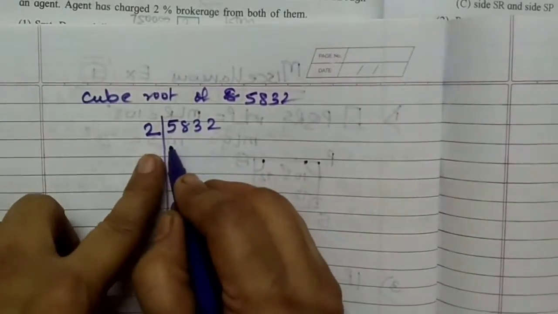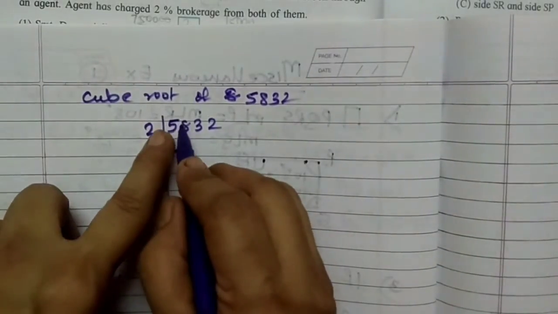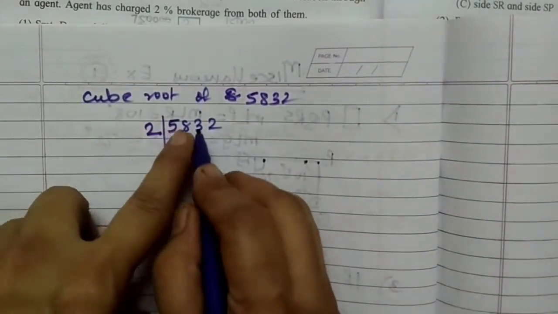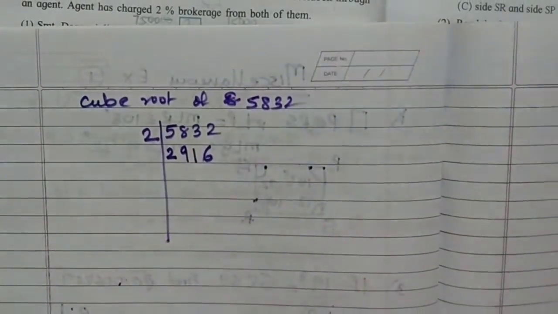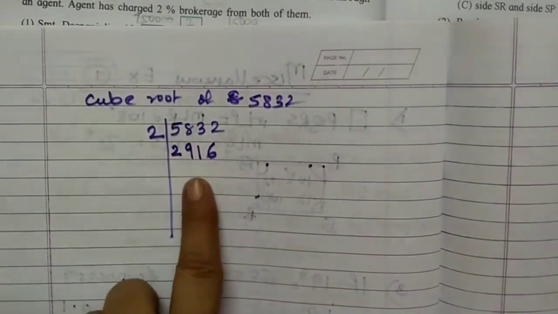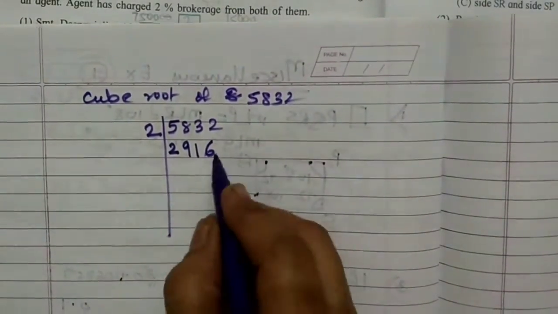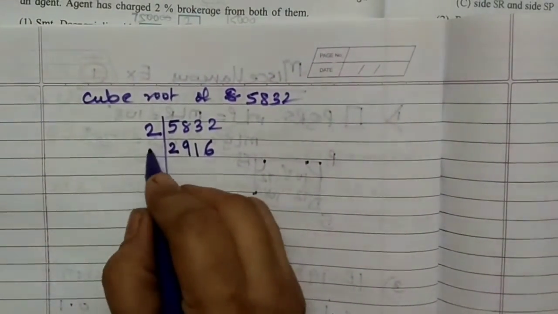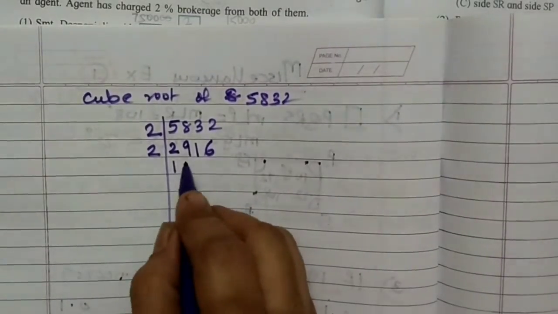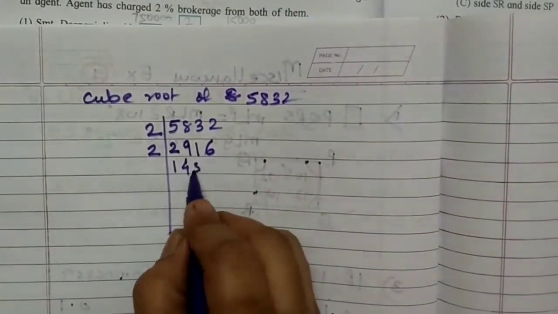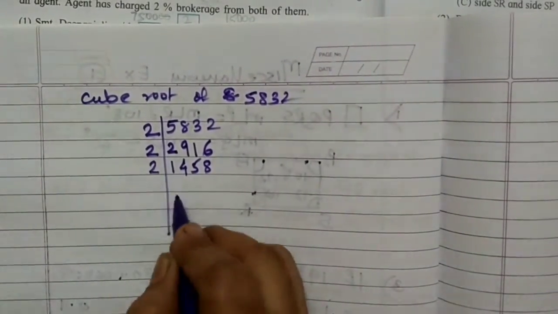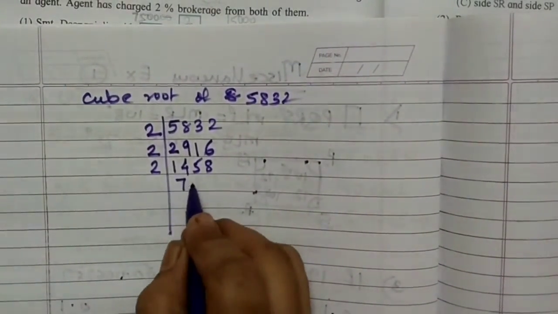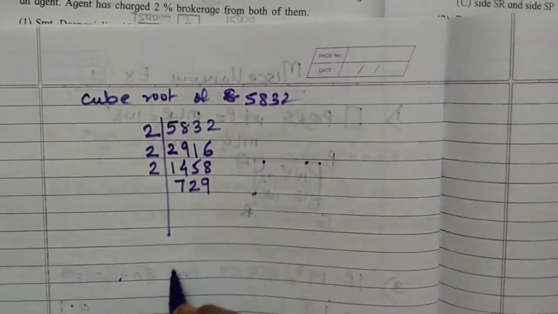2 2s are 4, 1 will be over here. 2 9s are 18. Again 2 1s are 2, 1 will be here. 2 6s are 12. If you cannot do the division this way, do the division and see. Again here there is 6, so it will be divisible by 2. 2 4s are 8, 1 will be, 2 5s are 10. 2 8s are 16. Again 8 is divisible by 2. 2 7s are 14, 2 2s are 4, 2 9s are 18.